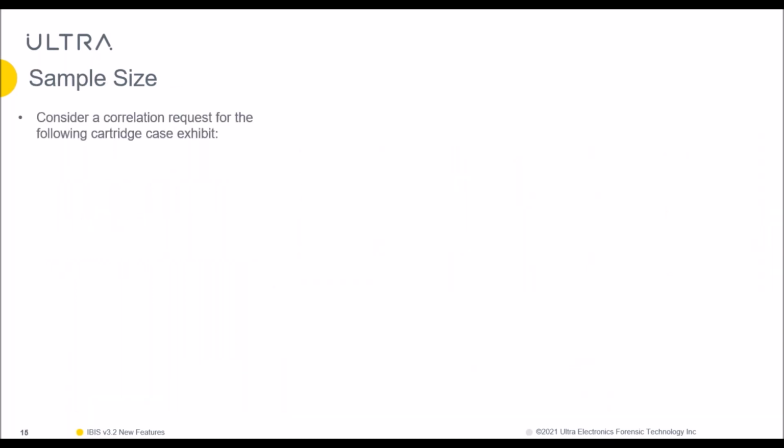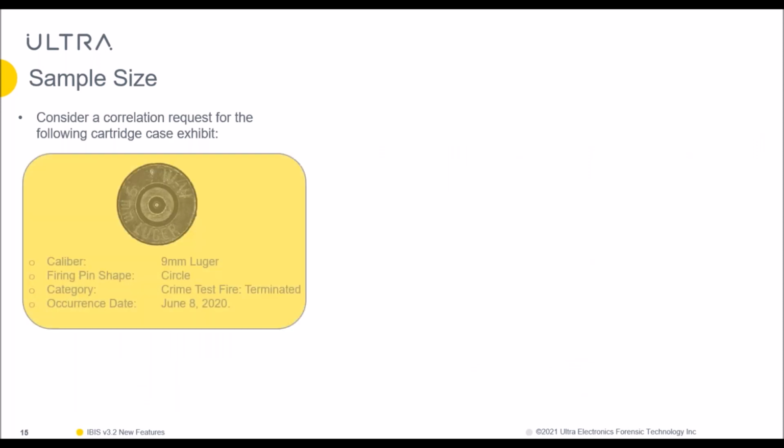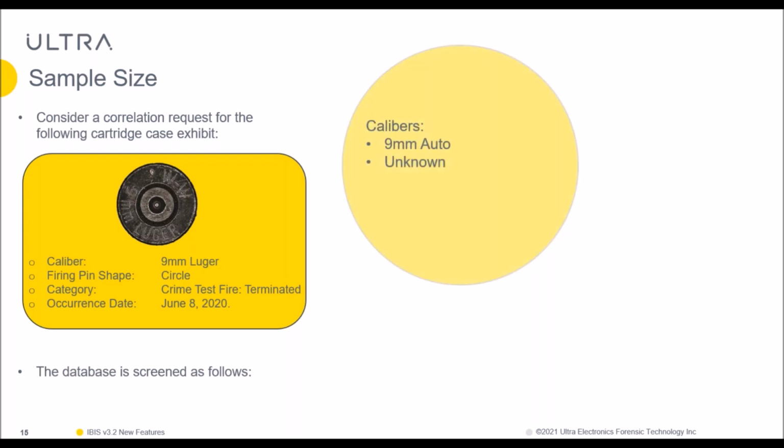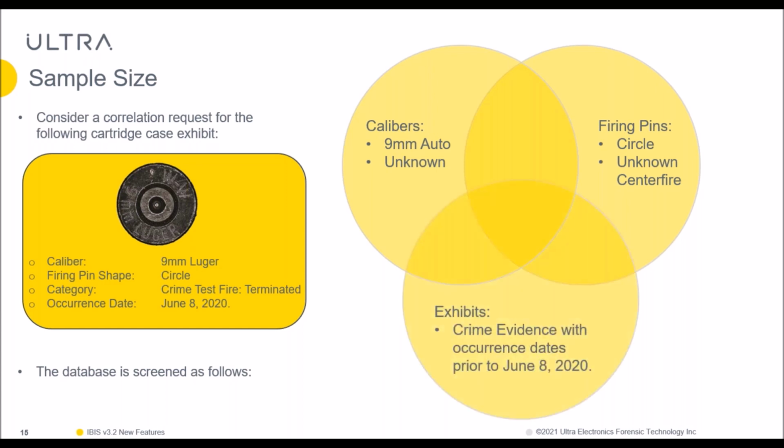Okay, so just to talk about sample size briefly, consider the following reference exhibit. A 9mm Luger, firing pin shape of circle, test fire terminated category with an occurrence date of June 8th, 2020. So the database is screened as follows. First of all, only the 9mm auto caliber family and unknown calibers are retained for correlation. Similarly, only exhibits with circular and unknown firing pin shapes are retained. And then finally, only crime exhibits with occurrence dates before June 8th, 2020 are kept.